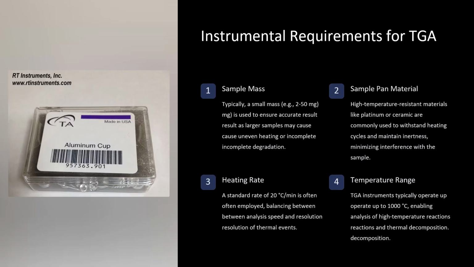Instrumental requirements for TGA. First is sample mass. Sample mass of around 2 to 50 mg is used to ensure an accurate result, as a larger sample may cause uneven heating or incomplete degradation. Second is pan sample material. High temperature resistant materials like platinum or ceramic are commonly used to withstand heating cycles and maintain inertness, minimizing interference with the sample. Third is heating rate. The standard heating rate of 20 degrees Celsius per minute is often employed, balancing between analysis speed and resolution of thermal events. Temperature range. The temperature range of a TGA system is 1000 degrees Celsius to 1200 degrees Celsius.